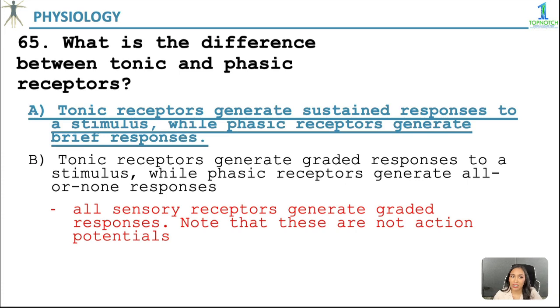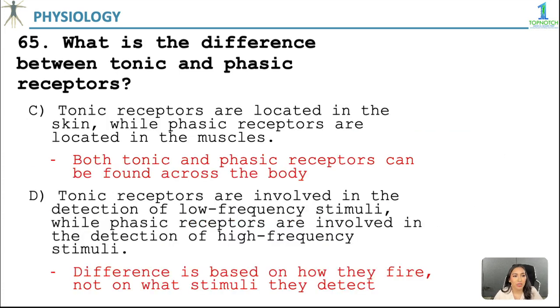Okay, correct yung A. But let's look at C and D. Tonic receptors are located in the skin, while phasic receptors are located in the muscles. Mali din yan. Both tonic and phasic receptors can be found across the body. Letter D. Tonic receptors are involved in the detection of low-frequency stimuli. Phasic receptors naman high-frequency stimuli. Mali yan. Difference is based on how they fire and not on what stimuli they detect.